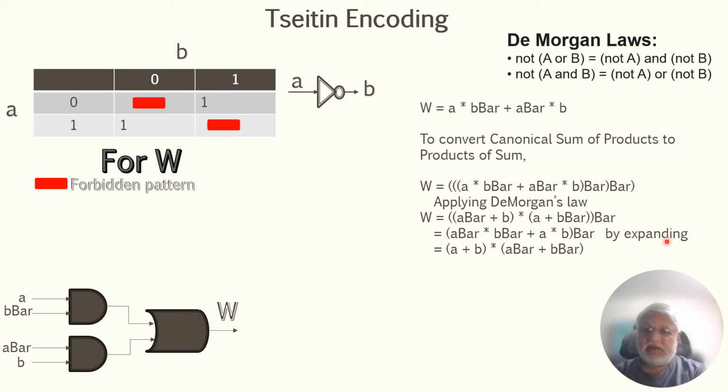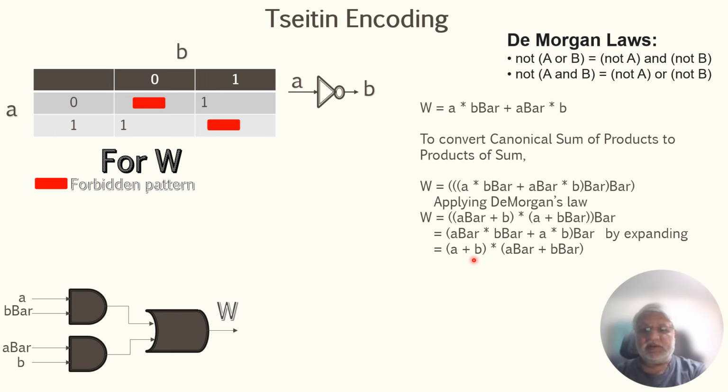Before resolving it, let us expand it. We multiply this term with this one. Then we get A bar B bar plus A B. Now we apply the bar. When we apply De Morgan's law again, we will observe that A plus B and A bar plus B bar. So this is the equation now. This W and this W are both equivalent. So we just represented this expression in CNF form.